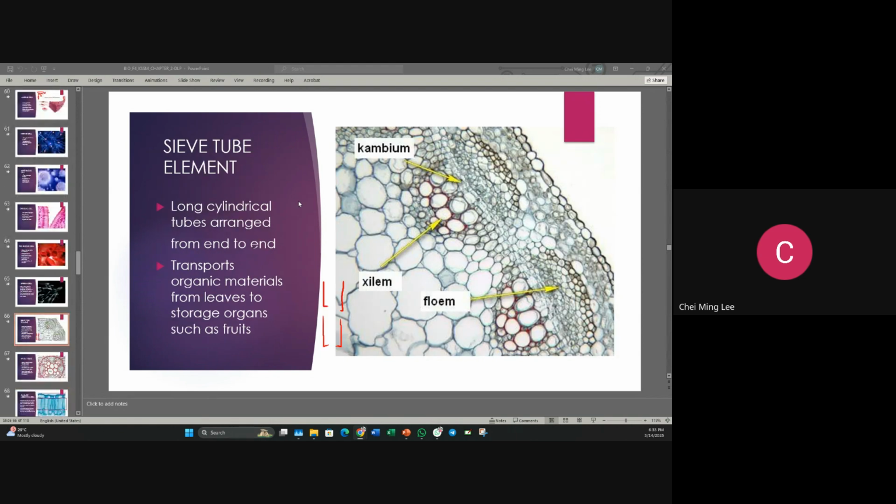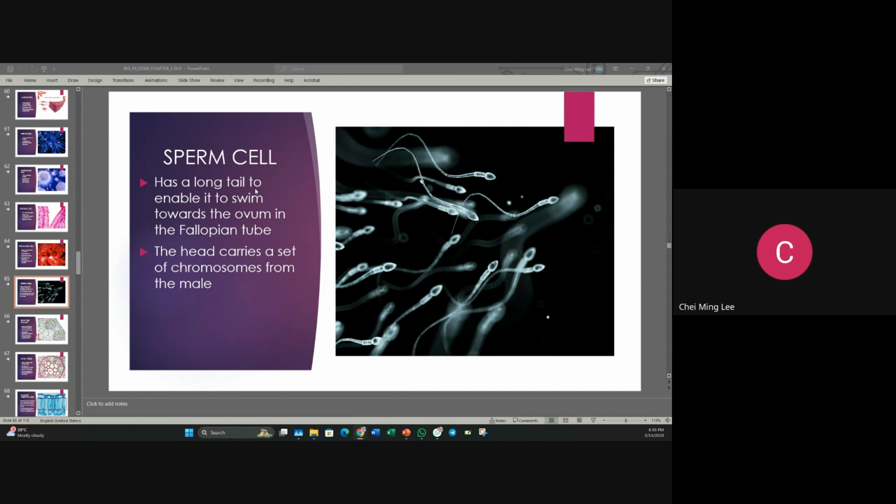Okay, then we have sperm cell. It has a long tail, okay, because it's used as a direction controller, to enable it to swim towards the ovum in the fallopian tube, and the head carries a set of chromosomes from the male. Chromosome is actually the DNA for male, and as you know, we have two sets of chromosome. One set from the mother side, another set from the father side. Okay, all right, jot this down.